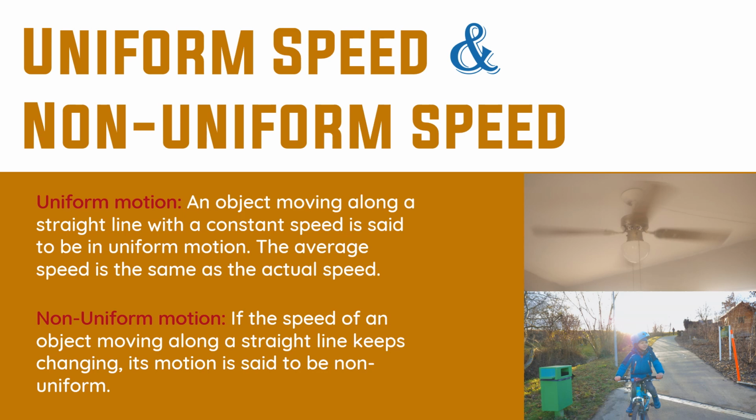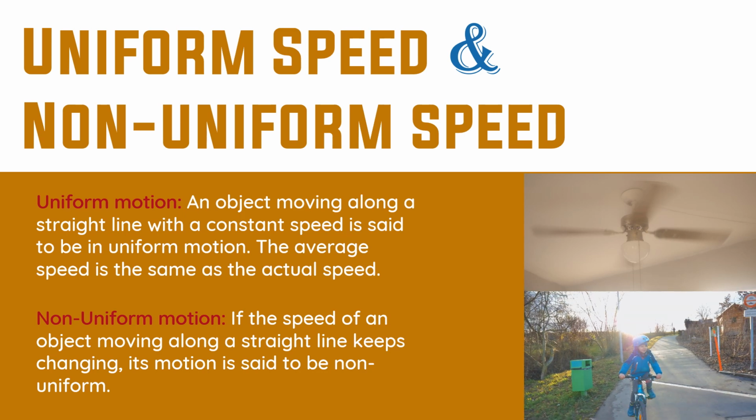Next is non-uniform motion. If the speed of an object moving along a straight line keeps changing, its motion is said to be non-uniform. So it is just the opposite of uniform motion. The speed keeps on changing. At each and every moment, its speed changes. That kind of motion is called non-uniform motion or non-uniform speed.